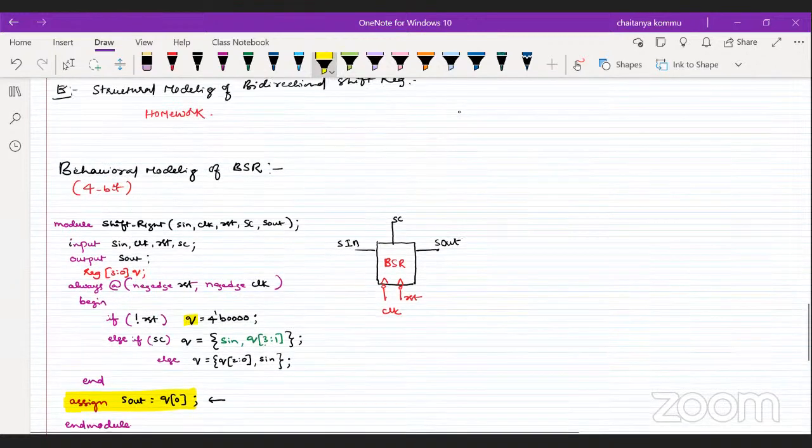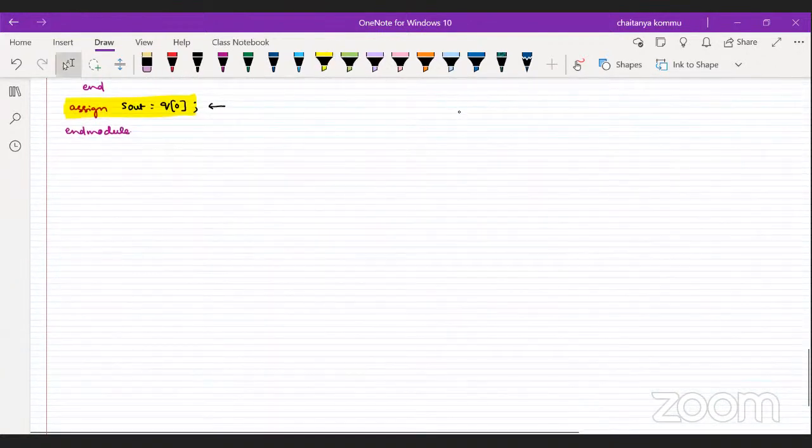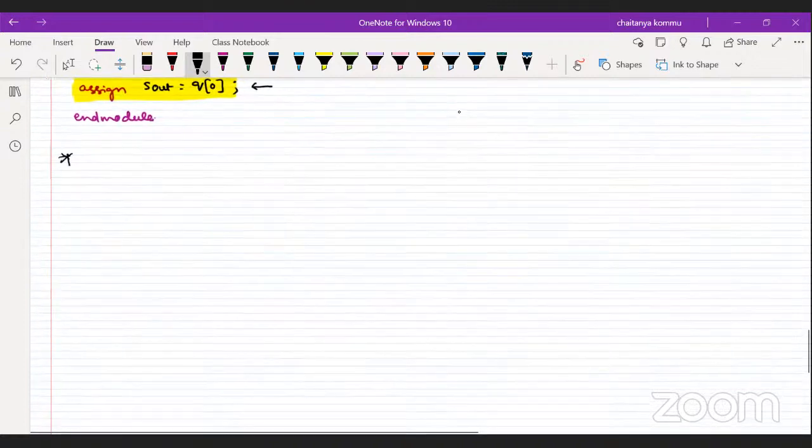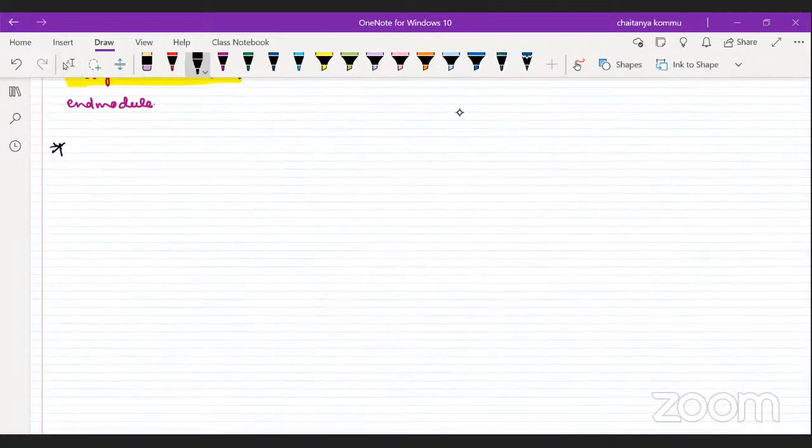Okay, fine. The next one is the universal shift register. I will give you the theoretical aspect today, and in the next class, if possible, I will discuss the programming. What is the universal shift register?